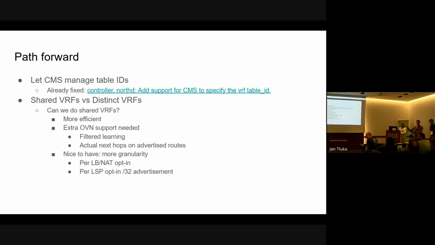So from your slides, I learned that one FRR daemon is used for several UDNs, right? How does it distinguish, when it's receiving a route, which UDN it is related to? So we configure which VRF that route should be imported into.